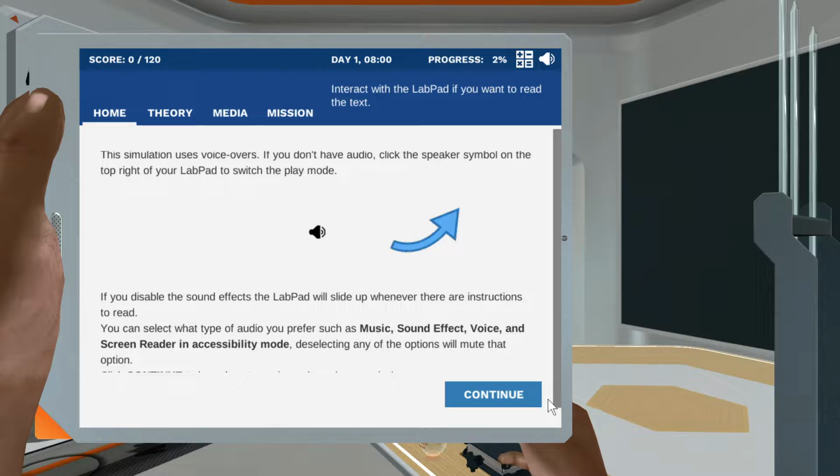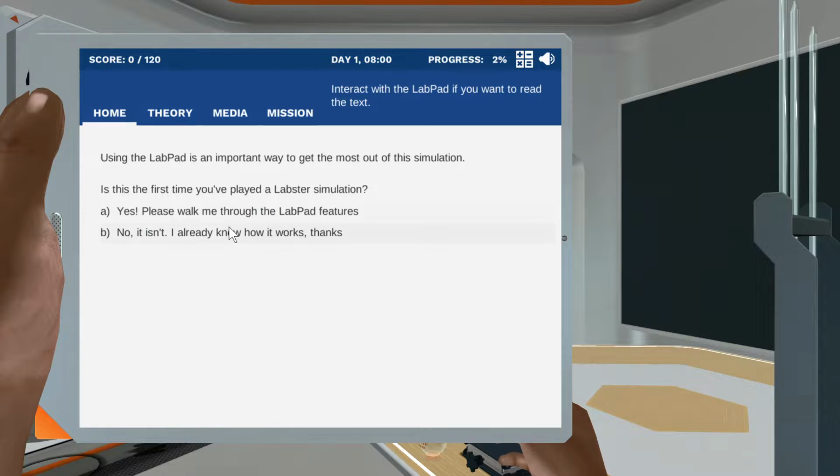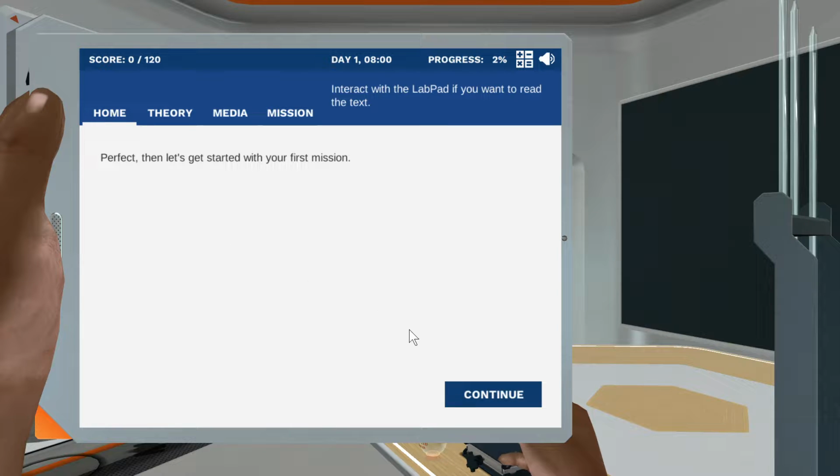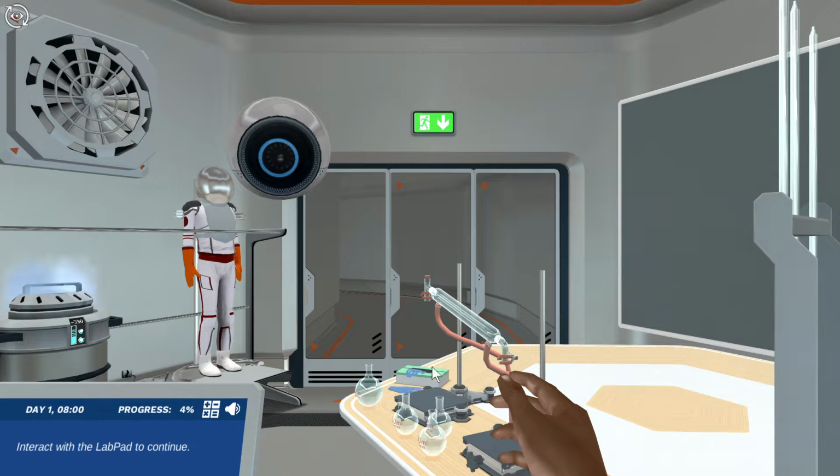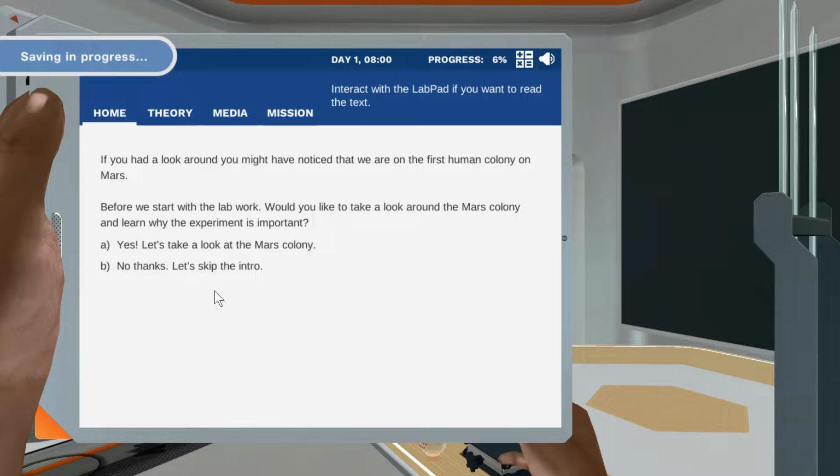Click Continue to learn how to navigate through your lab pad. Using the lab pad is an important way. Perfect, then let's get started with your first mission. If you had a look around, you might have noticed that we are on the first planet.